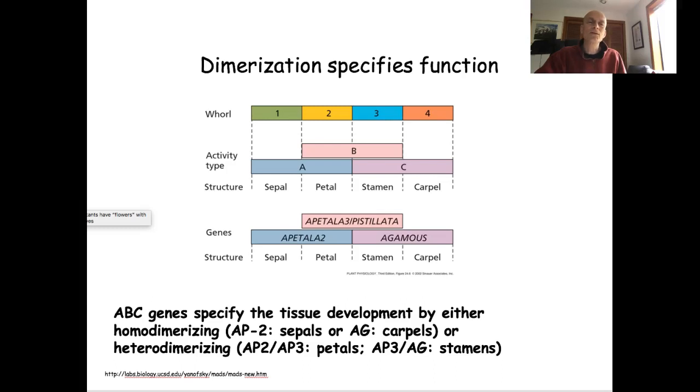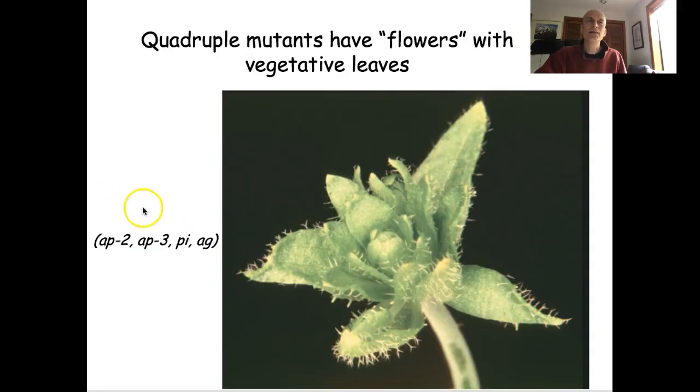So when the first knockouts were made, where all of these ABC function genes were gone, people were surprised in some ways to see that a quadruple mutant, taking out the AP2, the AP3, the pistillata, and the agamous, gave a flower that was completely comprised of vegetative leaves. So these are all leaves that sort of look like a flower. They're arranged like a flower, but they are green, they have chlorophyll in them. Other than where they are located, they are simply leaves.